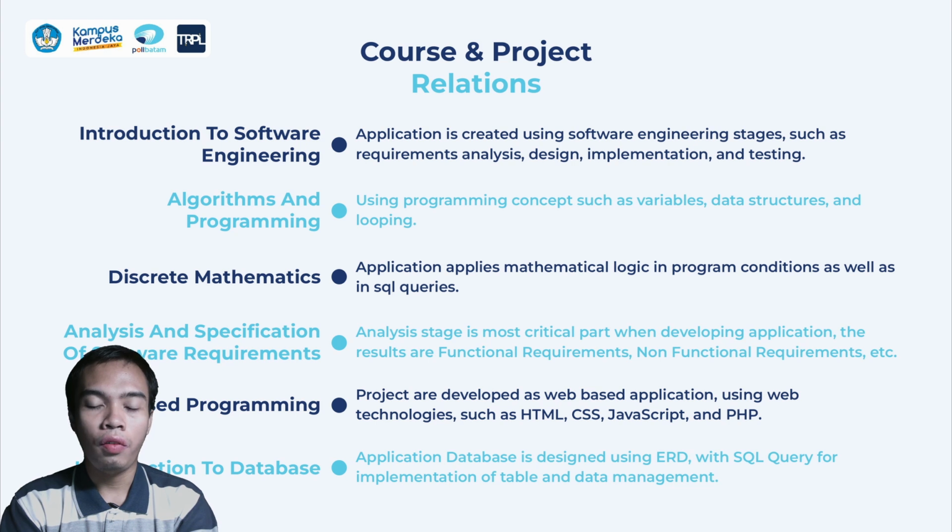Then we have analysis and specification of software requirement subject. The analysis stage is the most critical part when developing an application. The results are functional requirements and non-functional requirements, and so on. Then we have web-based programming subject. Our project is developed as a web-based application using web technology such as HTML, CSS, JavaScript, and PHP. This subject is very important to our project. Then we have introduction to database. Our application database is designed using entity relationship diagram with SQL queries for implementation of tables and data management. That's 6 subjects that are related to our project.